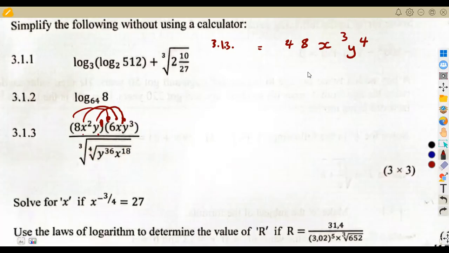So what am I trying to say? We are going to start by the one that is in the inner one, this one, the one that is inside. Meaning to say the cube root is going to remain as it is.